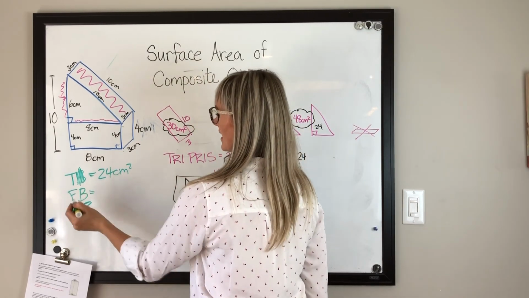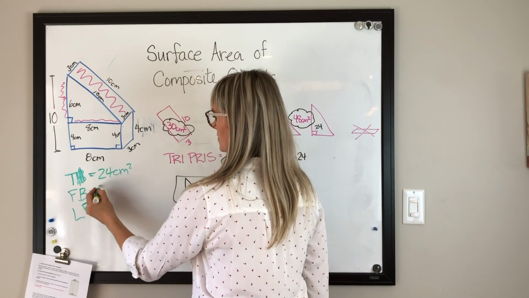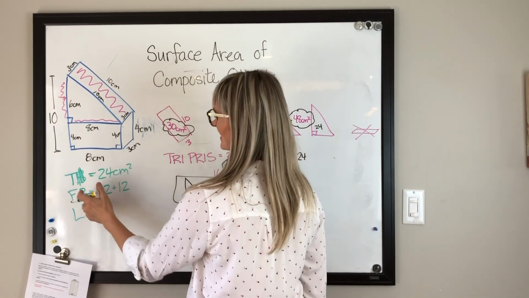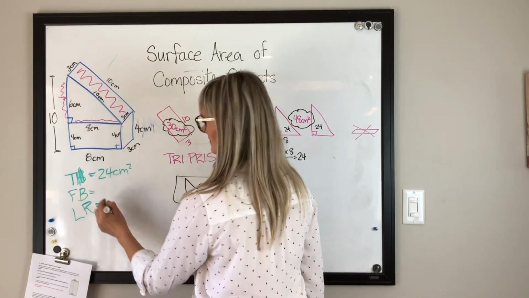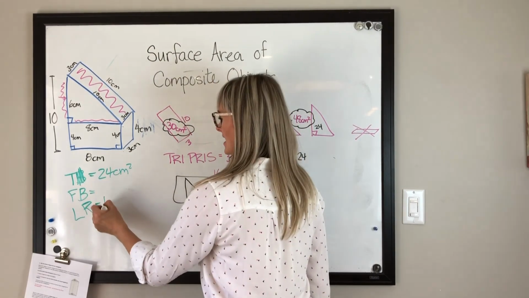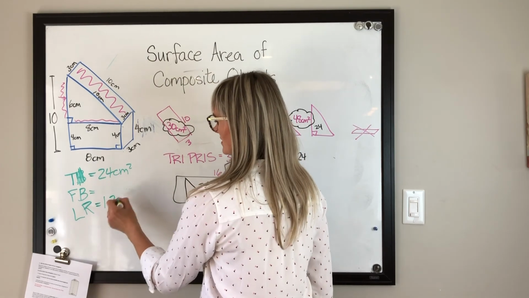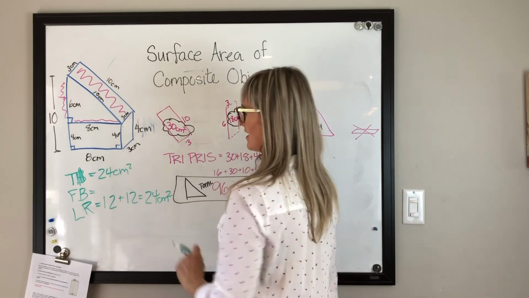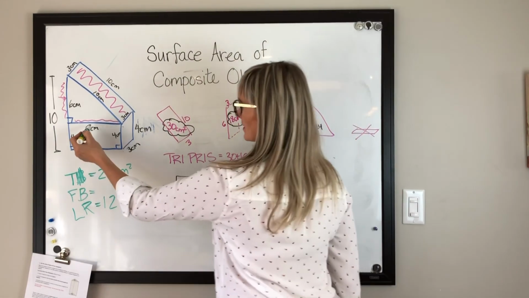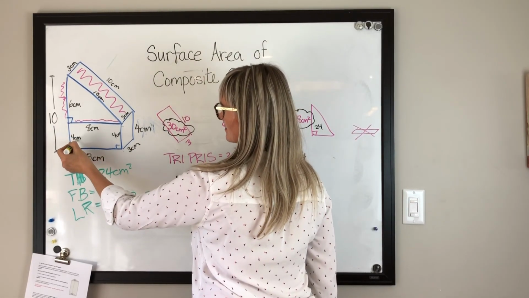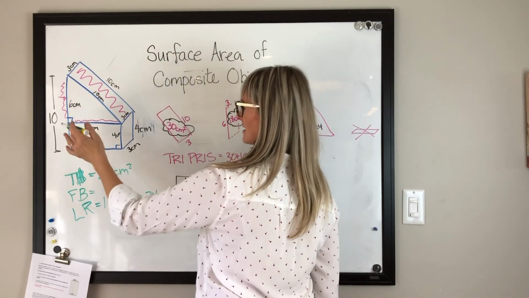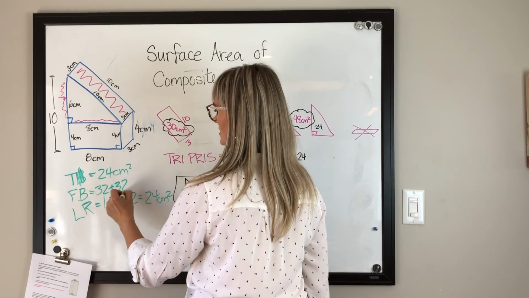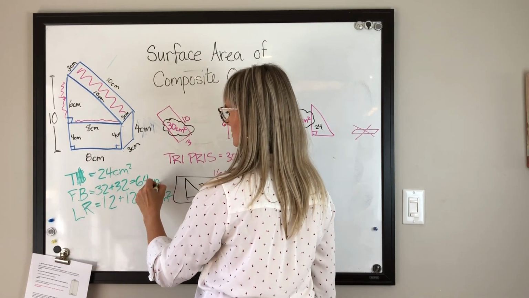What is the front and the back? 3 times 4, front. 3 times 4, sorry, the left and the right. Mistakes are good for our brain. 3 times 4 is 12, that's the right, and 3 times 4 is 12, that's the left. 24 centimeters squared. Awesome. Okay, what about the front and the back? We have the front, 8 times 4, and the back, 8 times 4. So the front, 8 times 4, 32, and the back, 32, is going to be 64 centimeters squared.